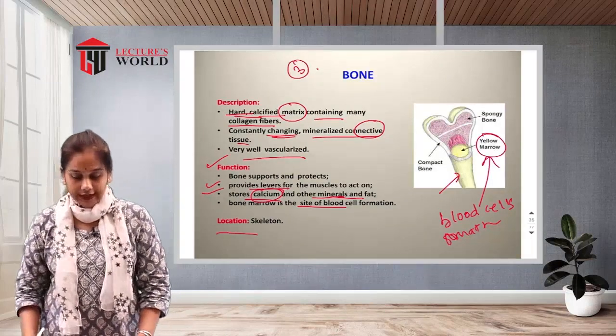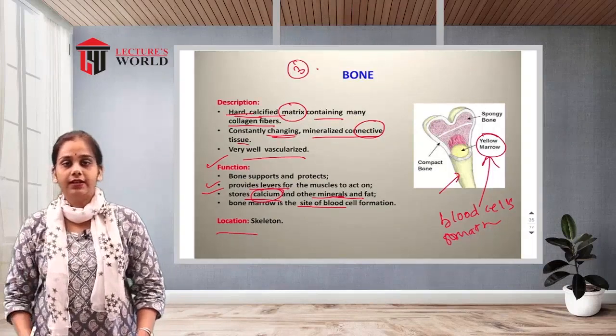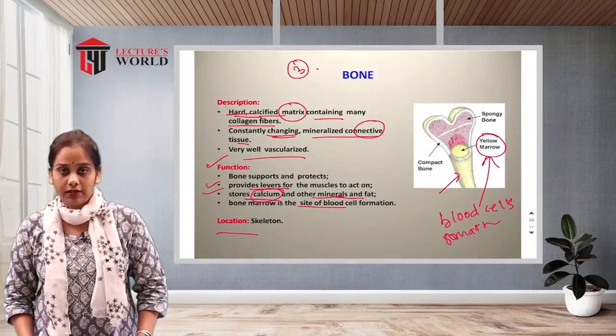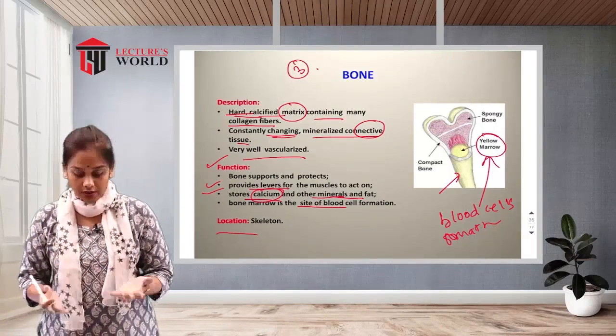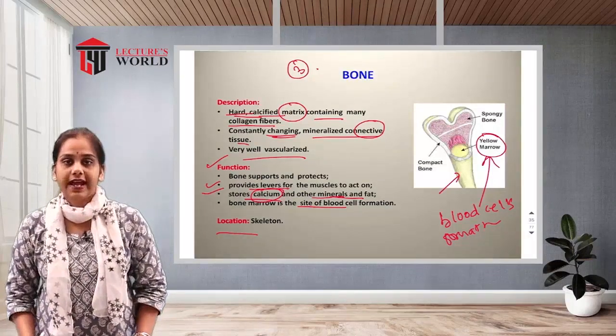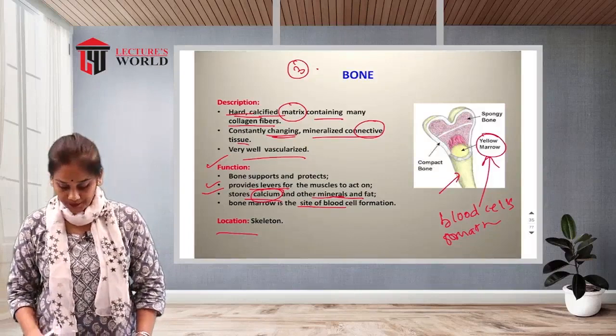Then where is it located? Inside the body, in the skeleton. Over the whole body, which contains bone. So this is the bone. It is a type of connective tissue.